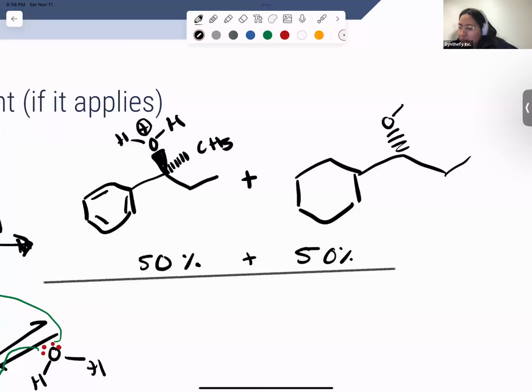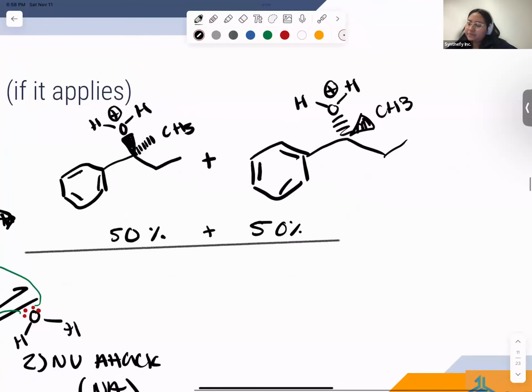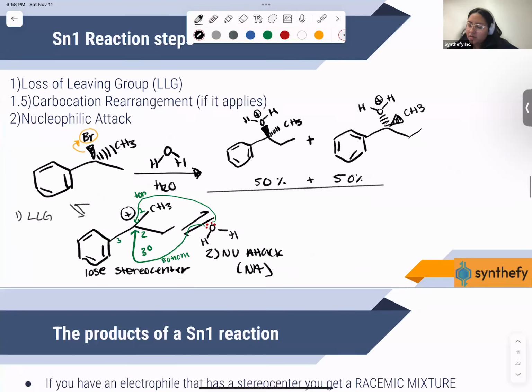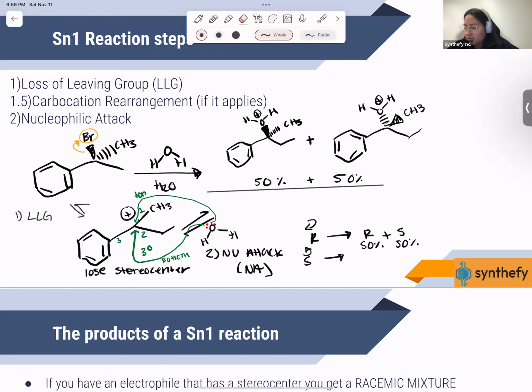So your biggest substituent will be on a dash instead of a wedge. What this means is that if you initially had an R molecule, it would split into 50% R, but also 50% S. Same thing goes if you started with an S: you go to 50% of the S molecule, so you retain 50% of what you started with, but you also get 50% of the other, your R.